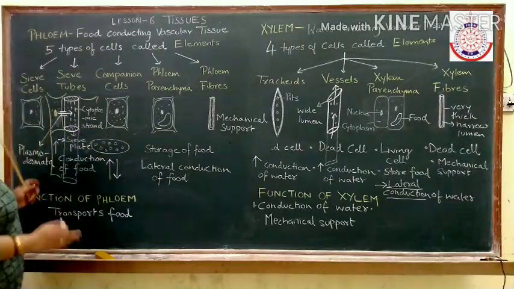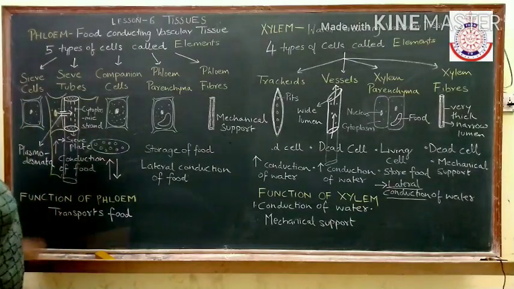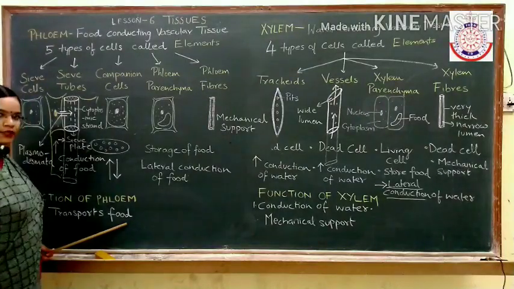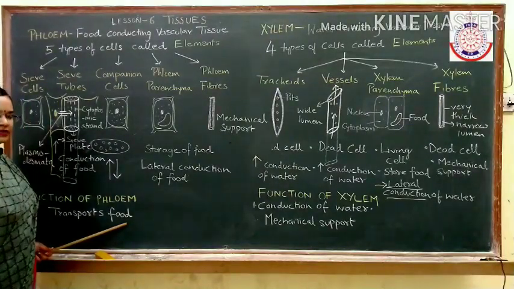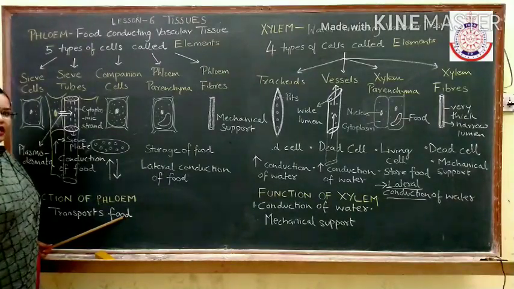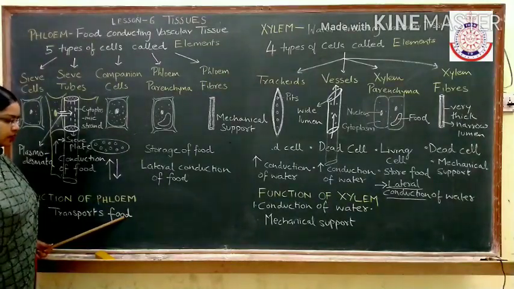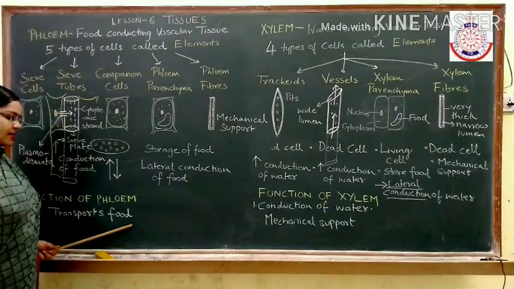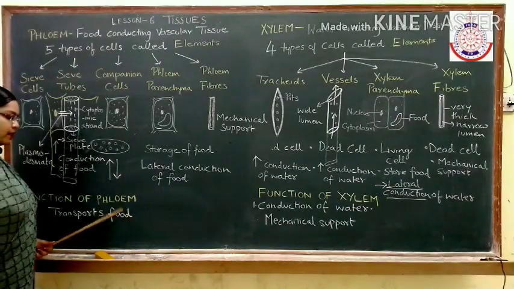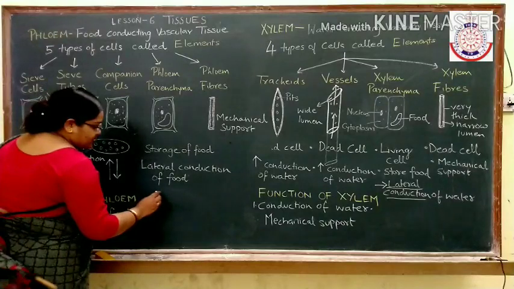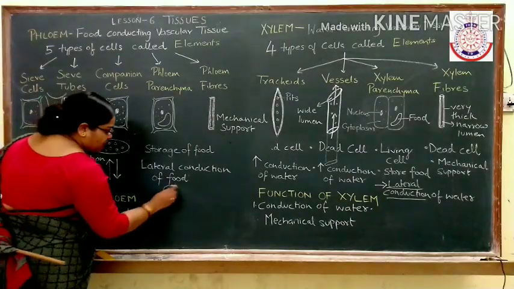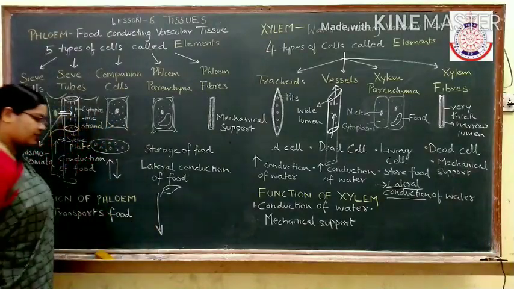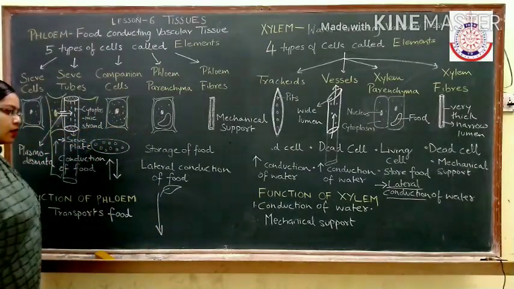Now, overall, what is the function of phloem? Phloem helps in the transport of food synthesized by the leaves to each and every part of the plant. So the food movement takes place with the help of phloem. Now, food is synthesized in the upper part of the plant and it moves to the lower part of the plant with the help of phloem.